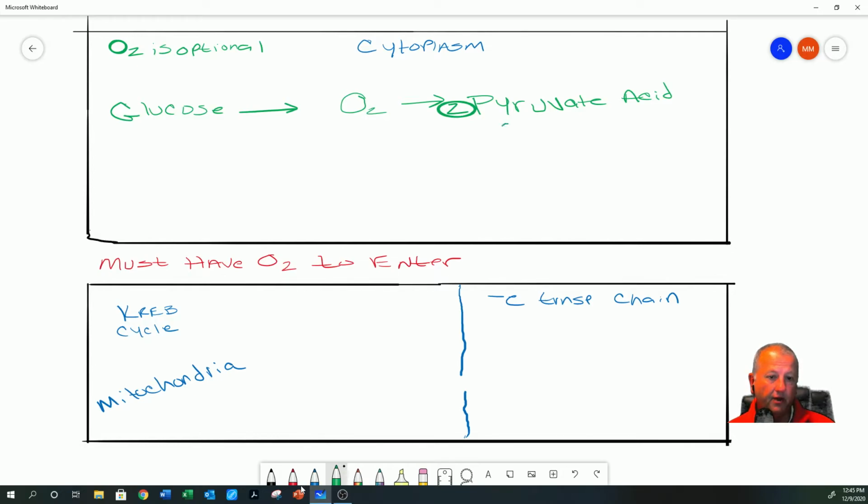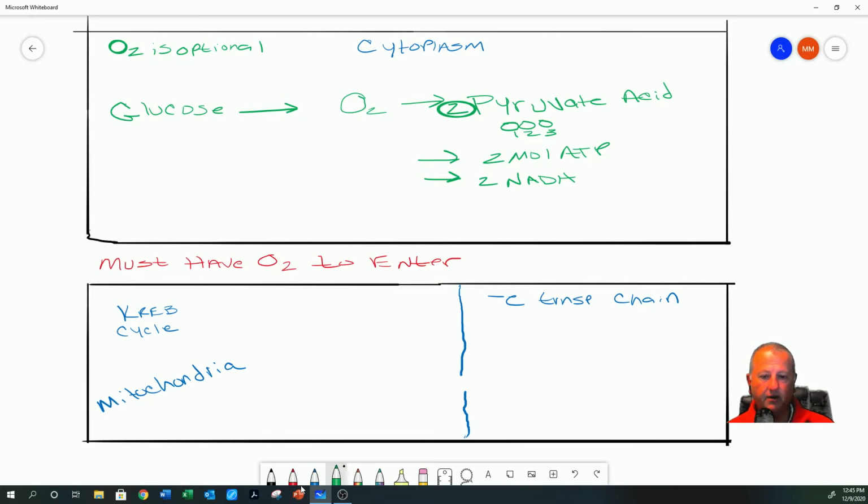What I'm going to do here is draw 3 circles to represent the 3 carbon chain, because your book talks about that, so I want you to understand it. You're going to get your 2 ATP, and you get 2 of something else, NADH. If you don't have oxygen, these high energy electrons dump over onto the pyruvate acid, and that's what forms lactic acid. So we have 3 carbon chains there.